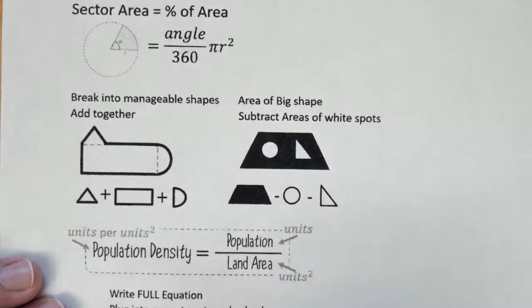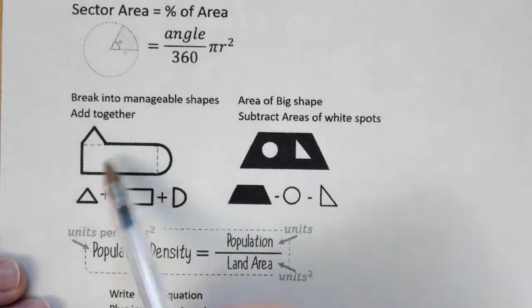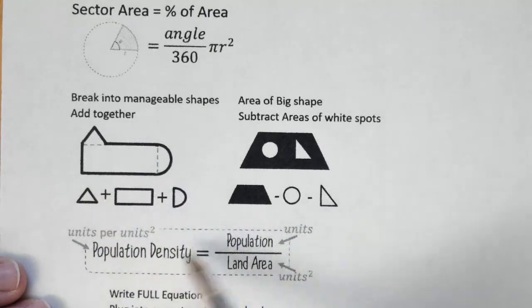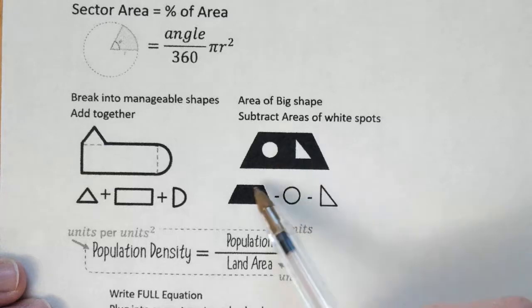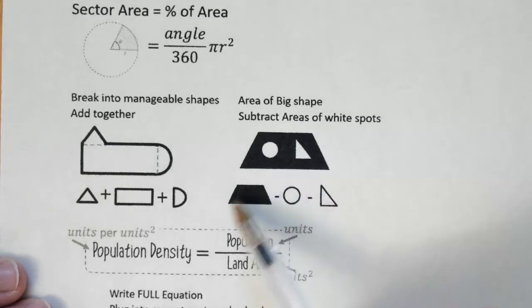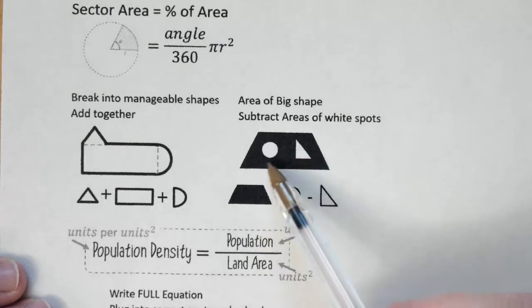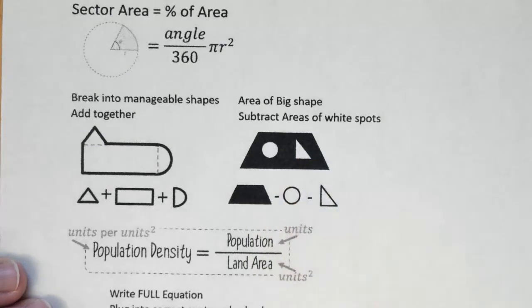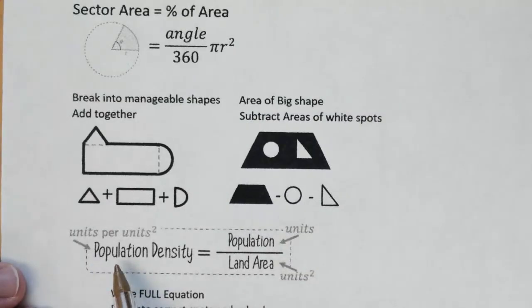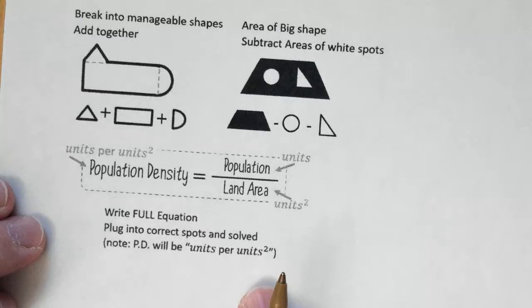If you're finding areas, sometimes you need to break it up into manageable shapes, then add them together. Or if you're taking out the white spots, you would find the black area and then find the white areas, so black minus all the white stuff. Population density, that's just population over area. So write out the full equation, plug into the correct spots, and then solve. So remember, PD, population density, is units over units squared.